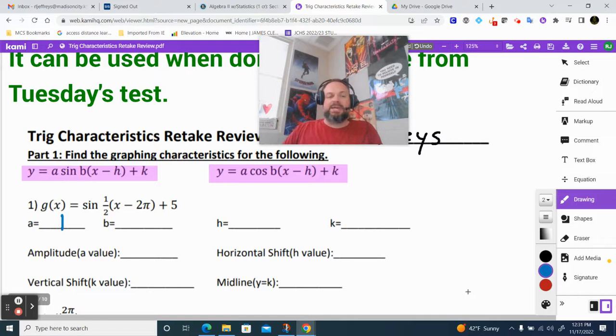Okay, B. What is our B right here? 1/2. Okay, H. What is our H right here? 2 pi. And because it's written as negative, remember it's the opposite, so that's positive. I know people did drugs. And our K is 5.